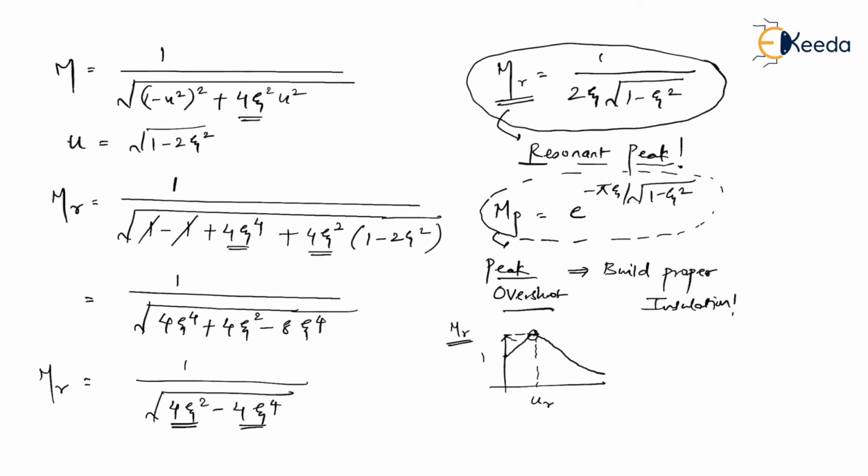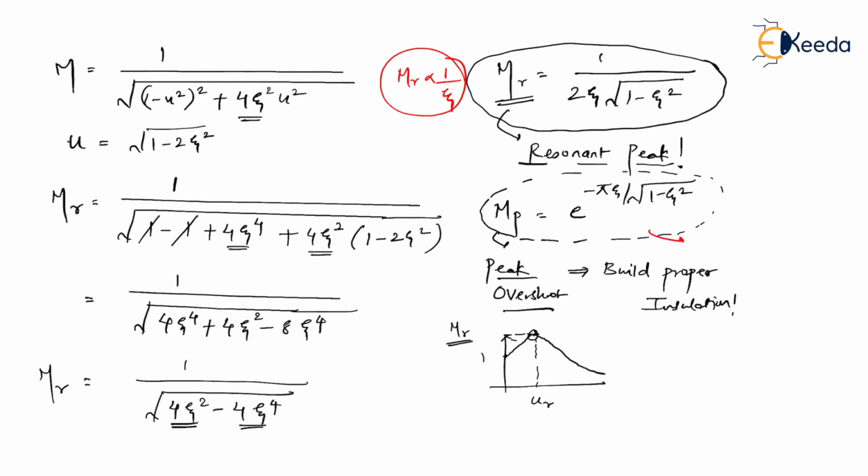I hope you understood the meaning of resonant peak and the meaning of peak overshoot, and what is the aim behind calculating them, right? Now let us try to correlate Mr with MP. I'm not going to give you any relation between Mr and MP. I'm just trying to have a correlation between Mr and MP. So can't you see that this Mr is inversely proportional to zeta?